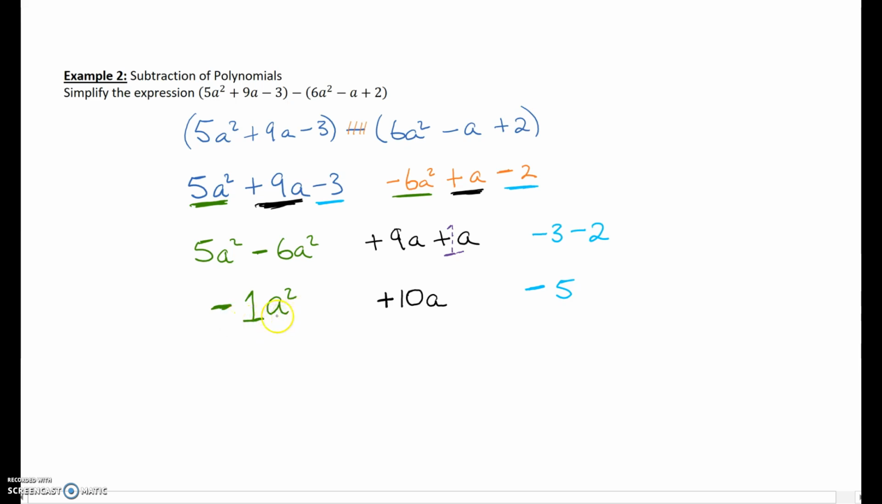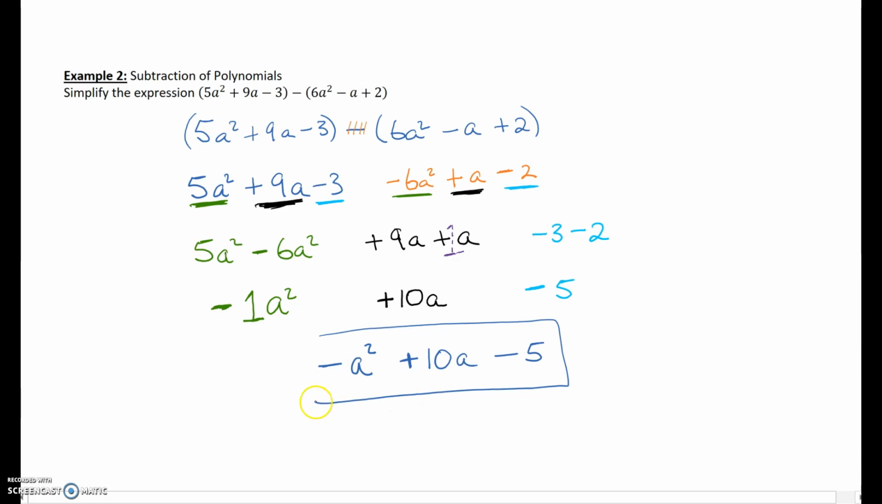And it's going to be negative 1a squared. Well, remember, if we have a 1 in front of a variable, we often drop the 1. So this is going to be just negative a squared. If you want to write negative 1a squared, that's fine. But usually, if there's a 1 in front of a variable, we drop the 1. So negative a squared plus 10a minus 5.